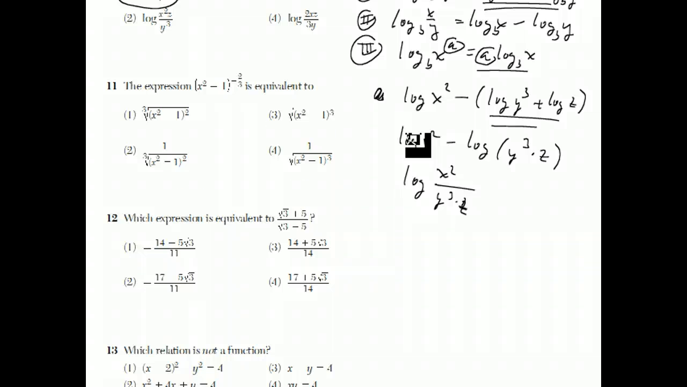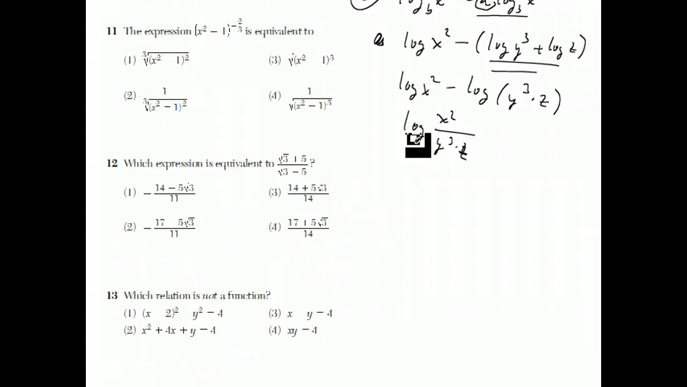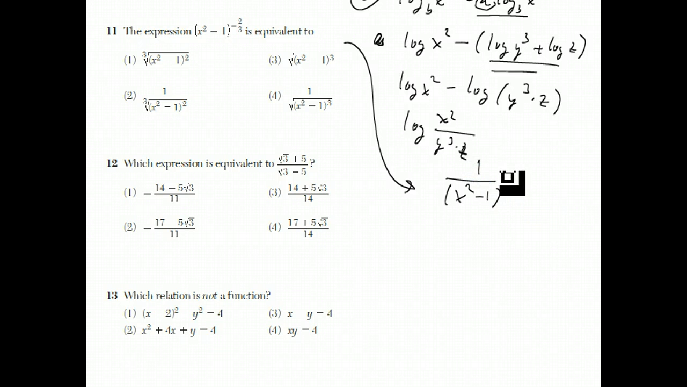There are good reasons for these different rules, but we're not going to worry about them right now. Number 11, another one with negative exponents. So x squared minus 1 raised to the negative 2/3 power. First thing I would do with this is rewrite it as 1 over x squared minus 1 to the 2/3 power. That's what happens with negative exponents. You could rewrite them as 1 over the same exponent, but make it positive.